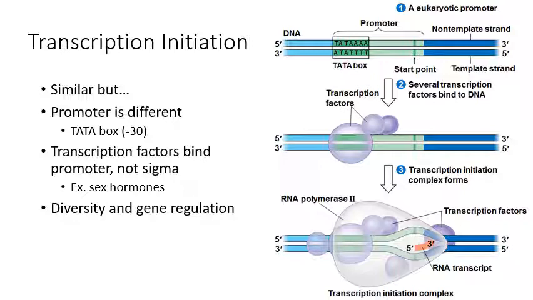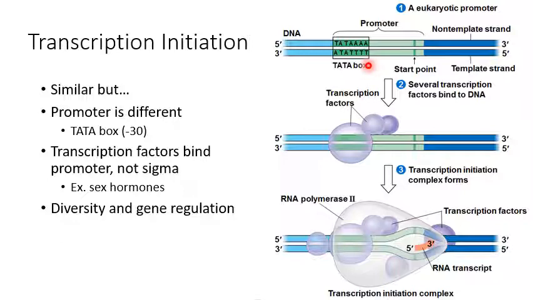In bacteria, you have sigma. You would have a sigma protein that binds the promoter and then binds RNA polymerase. In eukaryotes, it's not like that. You don't have sigma. You have transcription factors instead. Also, you don't have a -10 box or a -35 box in the promoter. Instead, you have the TATA box at -30. You can also have other things in the promoter.